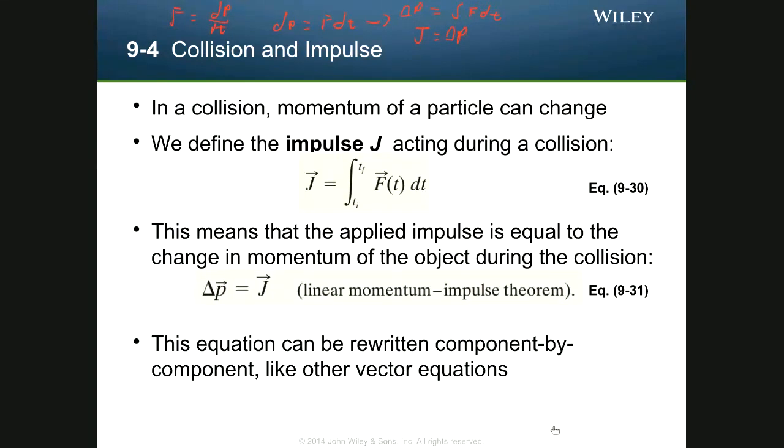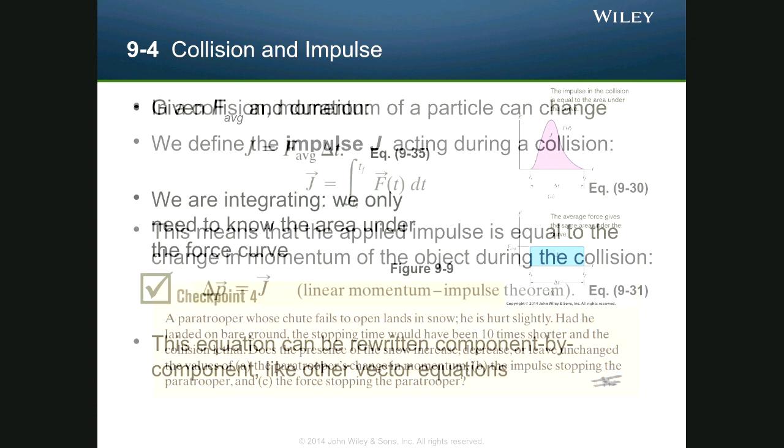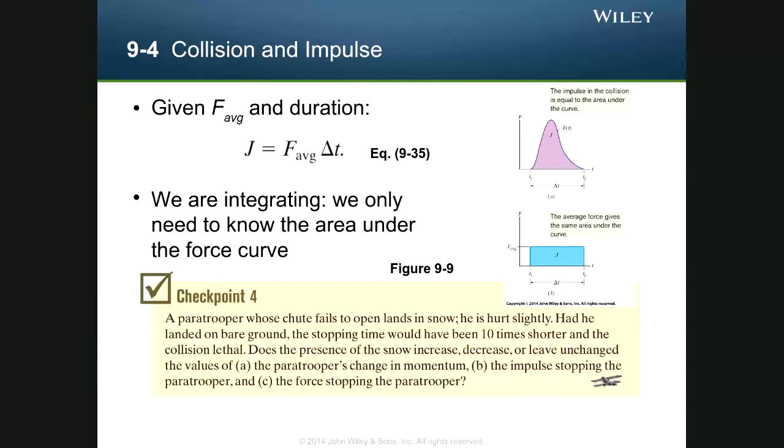But like I said before, and I want to draw it again, what we're describing here, impulses, these change momentums. If you're going along and you collide with a wall, this part here would be the impulse, and that's what we want to talk about. Now the equation can be written component by component like other vector equations, and we're going to find that that is incredibly important. So here, the impulse of the collision, because it's an integral, if we have F of t, is equal to the area under the curve.